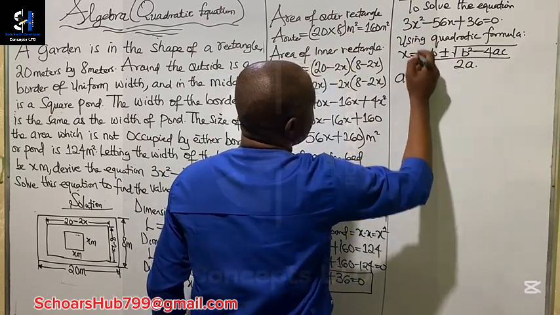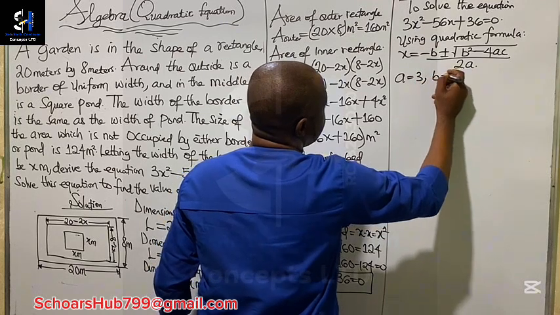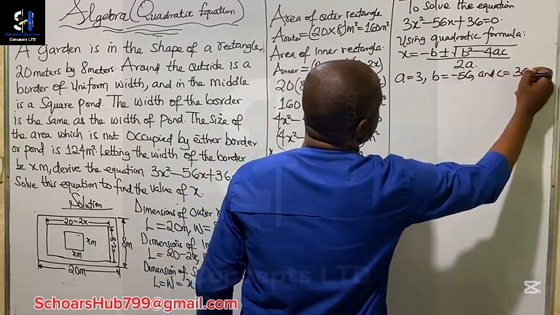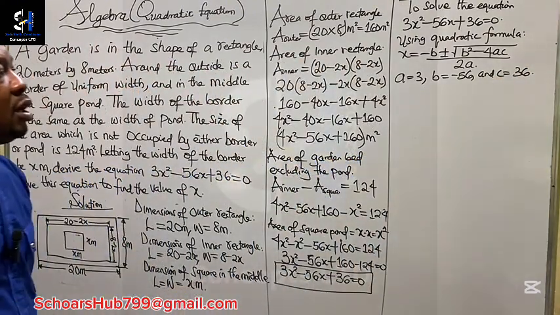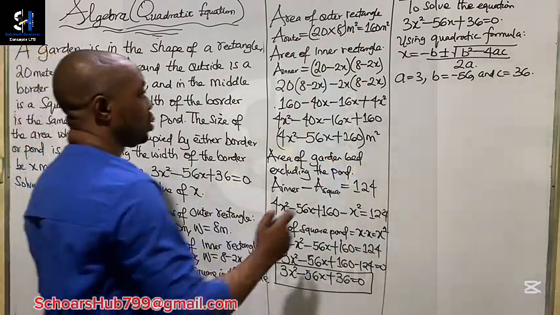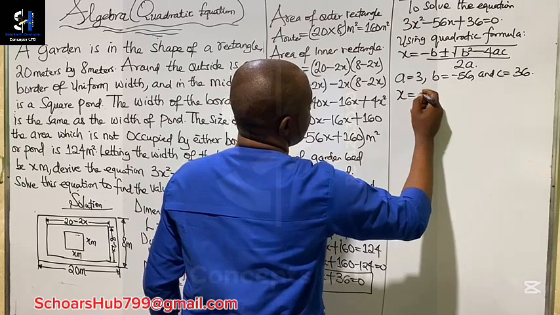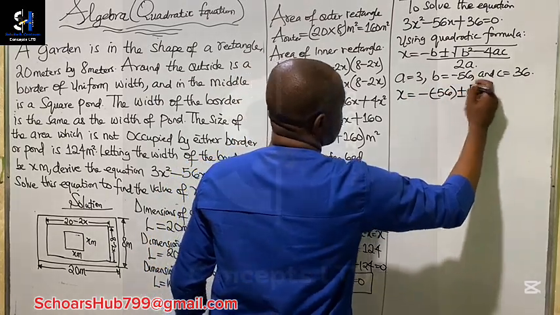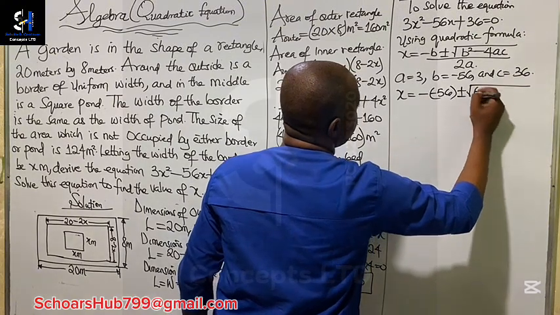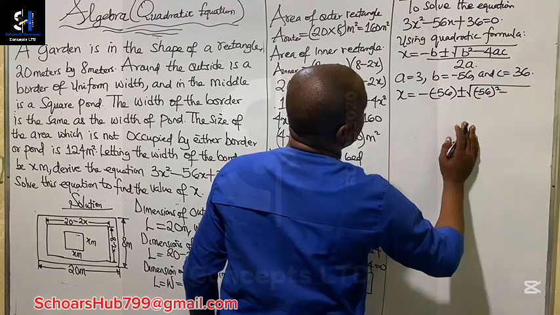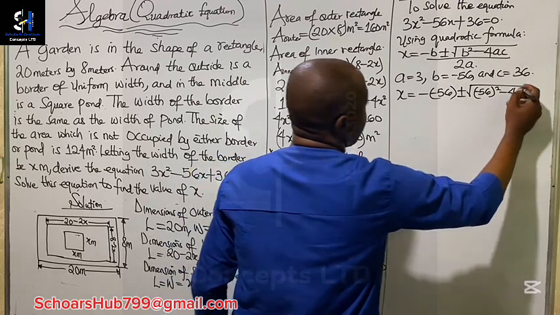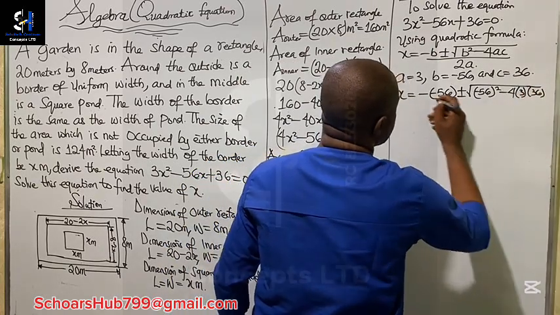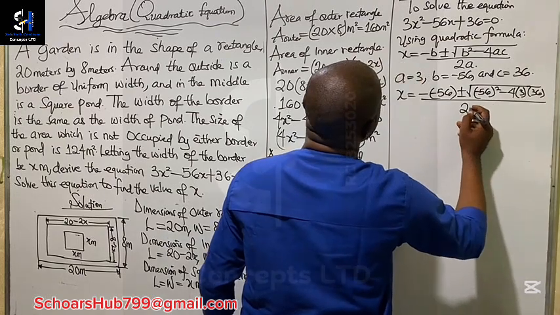So in this case, a will be 3, then b will be minus 56, and then c will be equals to 36. So now we have x equals to negative negative 56 plus or minus the square root of negative 56 squared minus 4 times 3 multiplied by 36, all over 2 multiplied by 3.